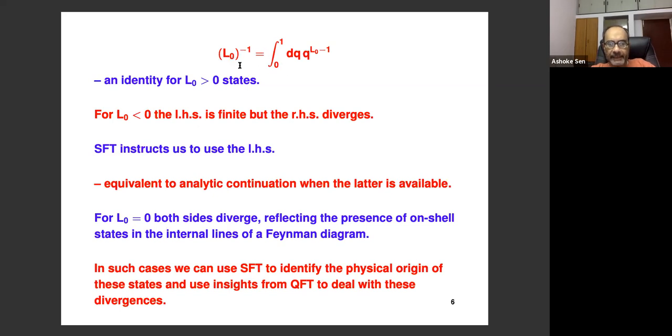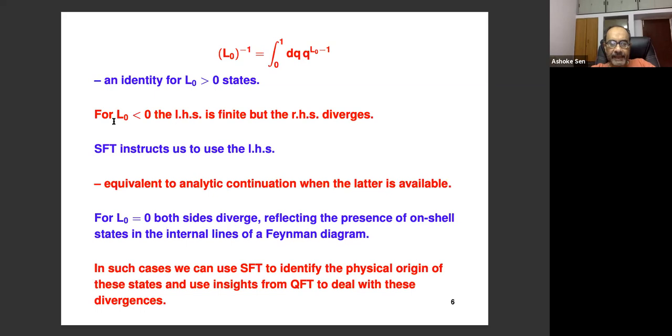So here is this identity again. L0 inverse is given in terms of the Schwinger parameter integral. Now, if you look at this relationship, it's clear that this is an identity for states of positive L0. As long as the L0 eigenvalues are positive, both sides are finite, and this holds identically. But if L0 is negative, then the left-hand side, of course, remains perfectly finite, but the right-hand side is divergent, because as q goes to 0, this blows up with a power that is faster than q inverse.